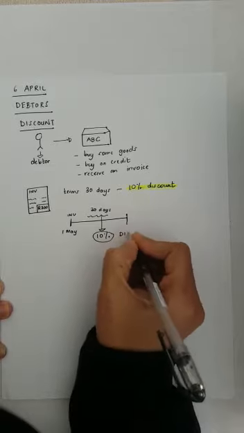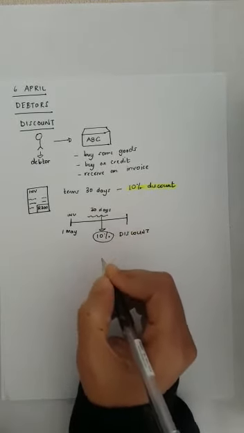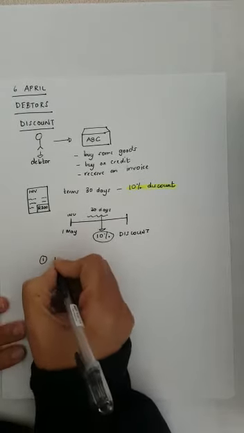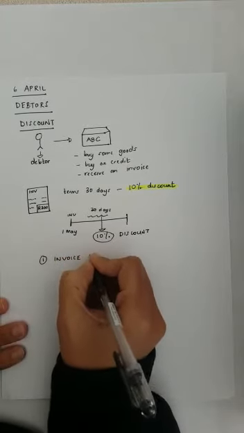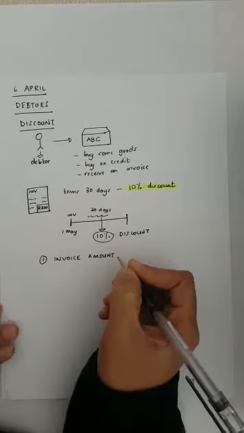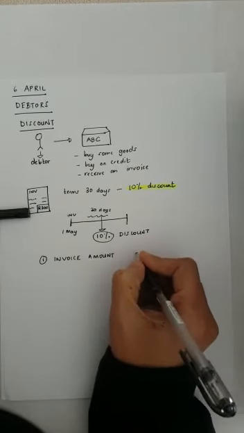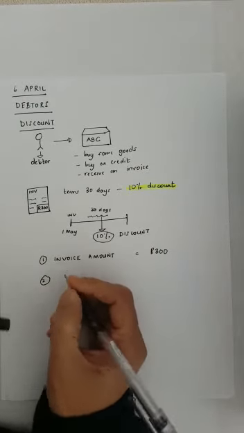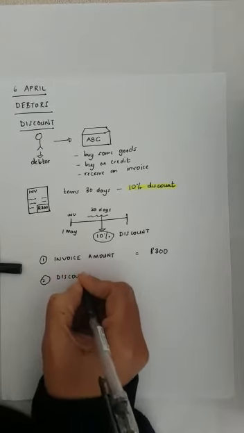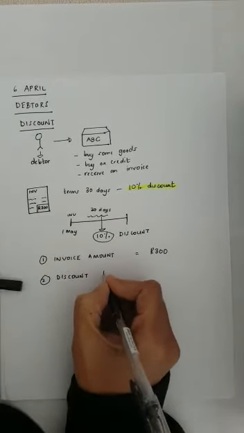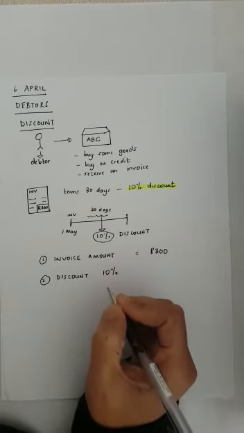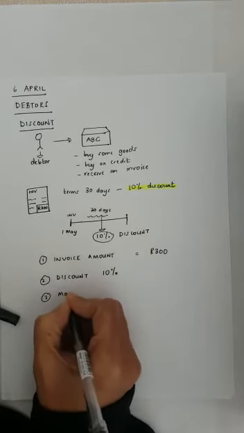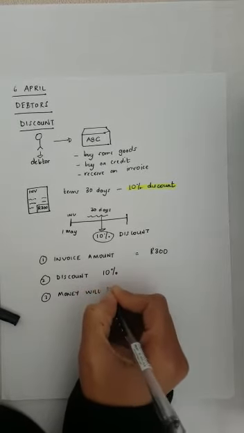Okay, so what we're looking for there is we're always looking for three things when we are doing a discount. The first thing is we're looking for an invoice amount. So if we go back to our invoice here, you can see that my invoice amount is equal to 300 Rand. The second thing is I'm looking for my discount. So I want to know how much of a discount am I going to get. My discount is 10%. And the third thing that I need to look at is how much money will be paid.